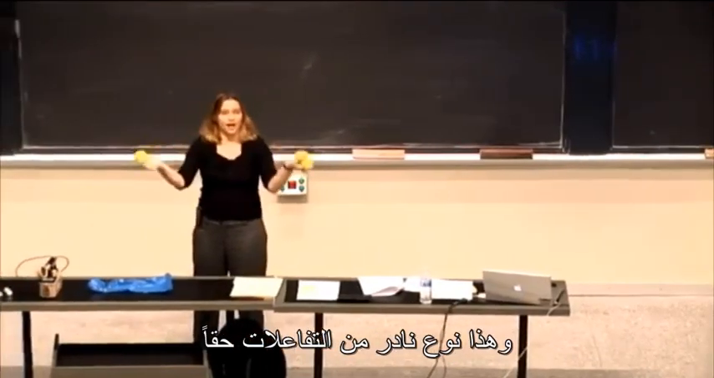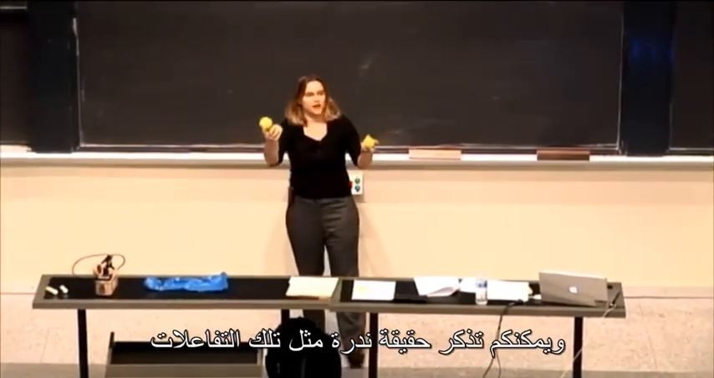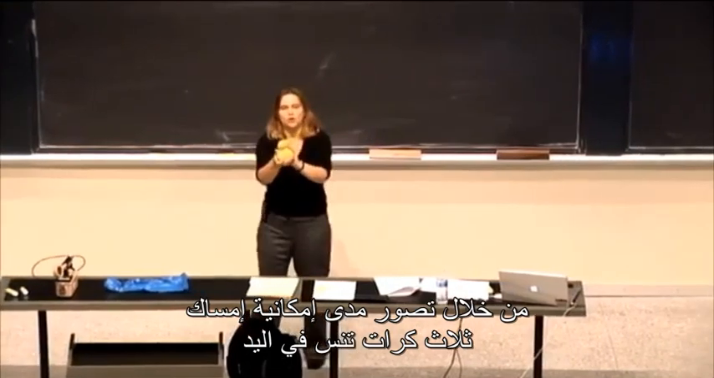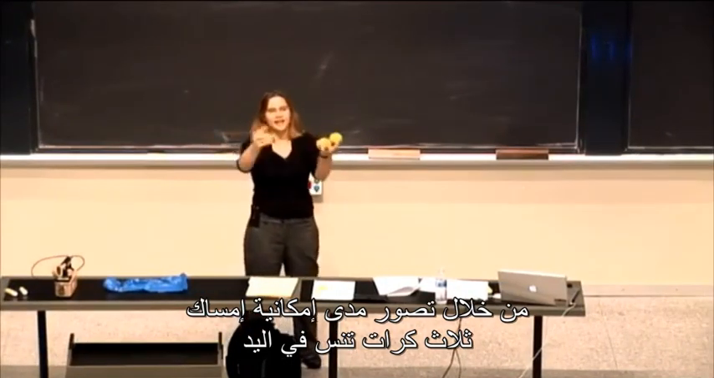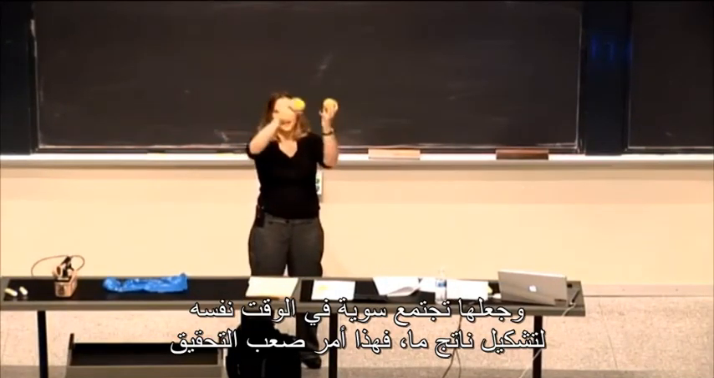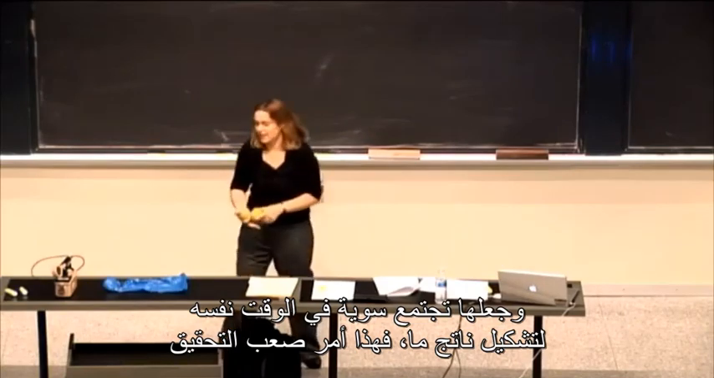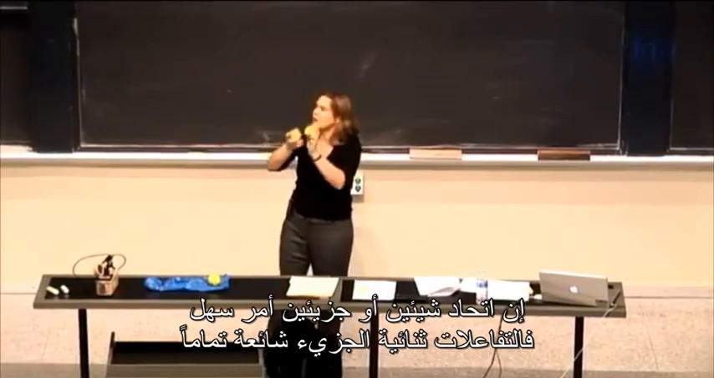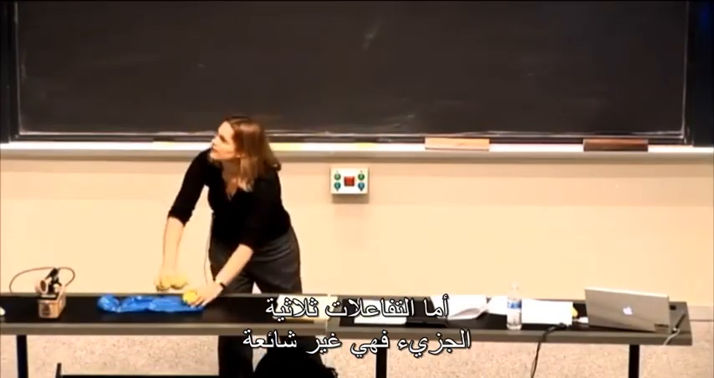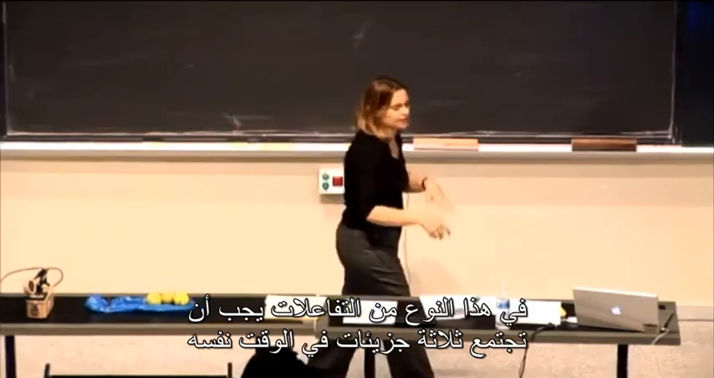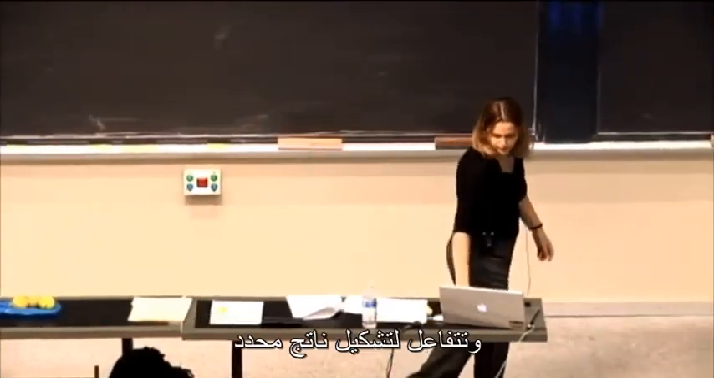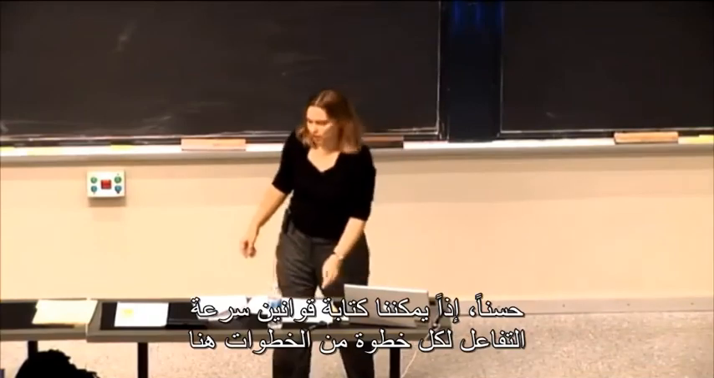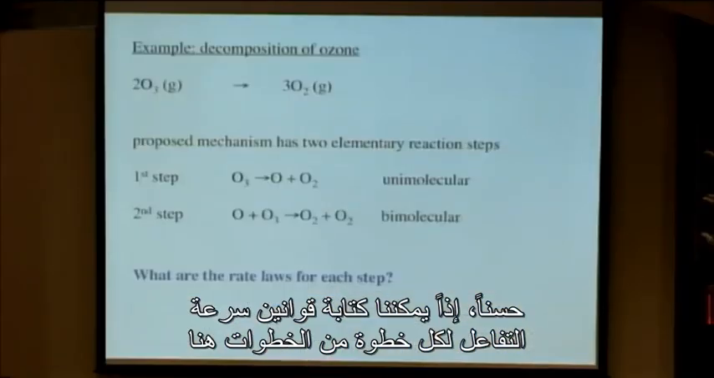And that's rare. And you can remember that it's rare if you think about how you would hold 3 tennis balls in your hand and have them all come together at the same time to form product. That is a difficult thing to do. Two things coming together is easy. Bimolecular is very common. Termolecular, not very common, that they all come together at the same time to form a product. All right, so we can write rate laws for each step here.